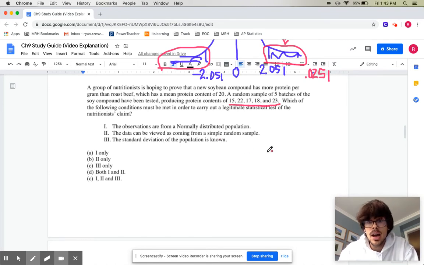But if we know the population is normal, it doesn't matter what our sample size is, it's always going to be approximately normal for our sampling distribution. So if we happened to know that the observations are from a normally distributed population, that'd be great, because then my low sample size wouldn't matter anymore. I'd already know the sampling distribution will be approximately normal.